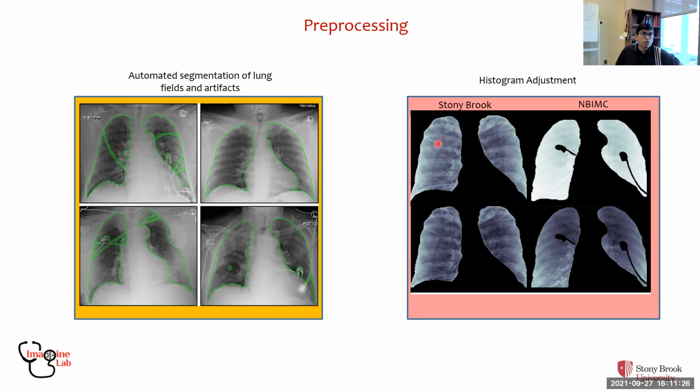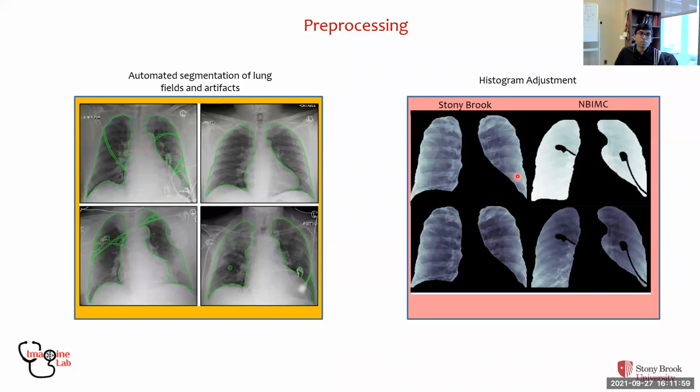Our initial batch of images was from Stony Brook. When we trained our algorithm and tried to test it on another data set that was collected from Newark Beth Israel Medical Center, we found that the algorithm did not work as expected. When we went back and took a step back, we figured out that the machines were obviously different, but the intensity of the images at the same windowing level were quite different for Stony Brook data and the data from our collaborating institution.